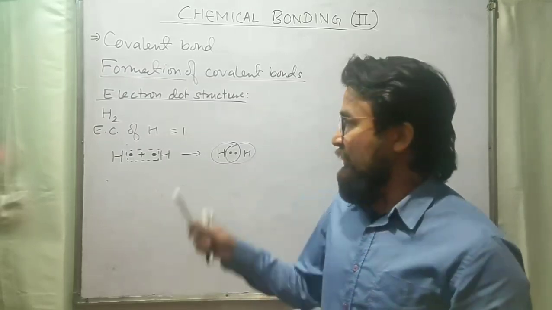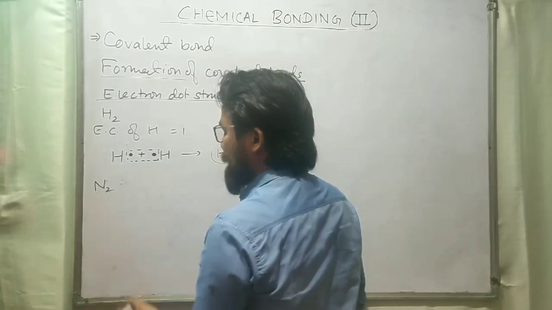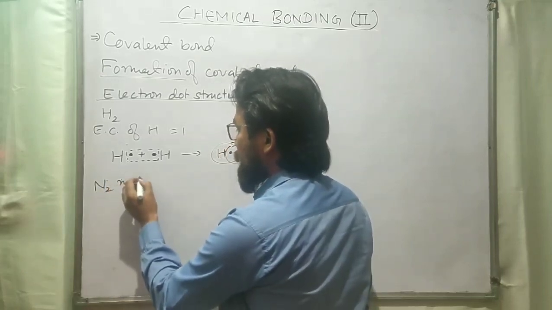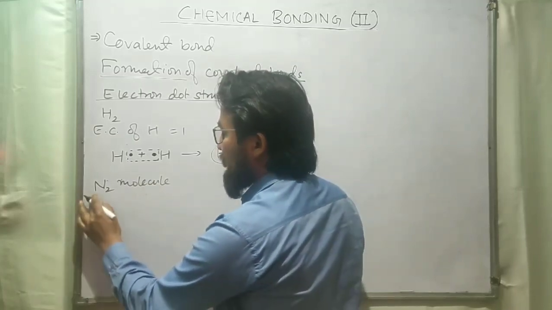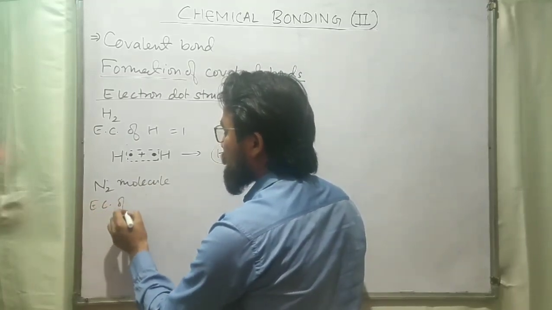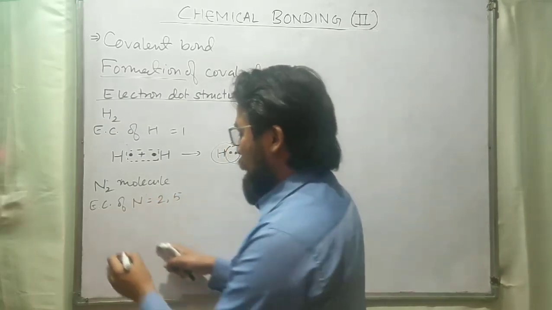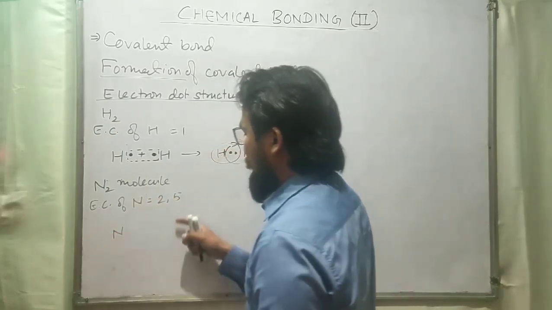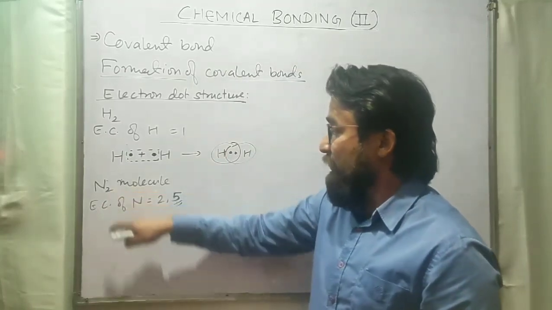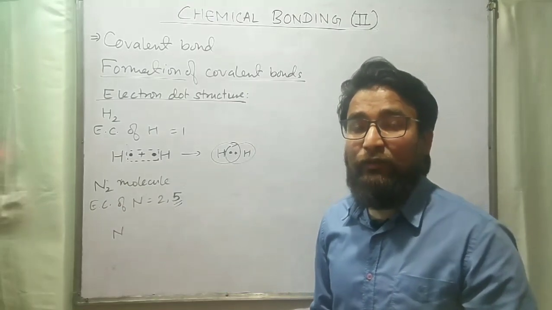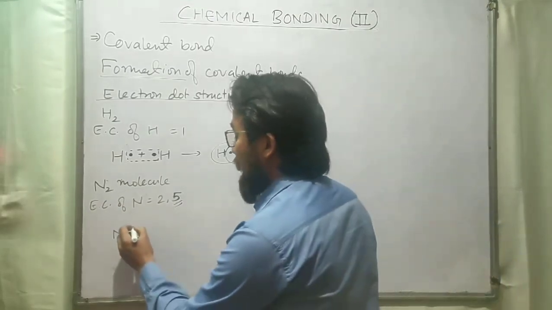Now similarly we can see some more examples. For example, we have nitrogen, the N2 molecule. What is the electronic configuration of nitrogen? That is 2 and 5. So here we have a nitrogen atom. You can see there are 5 electrons in the outermost shell. There are 2 atoms of nitrogen, so each nitrogen atom will require 3 electrons. So each nitrogen atom has to share 3 electrons with the other nitrogen atom.